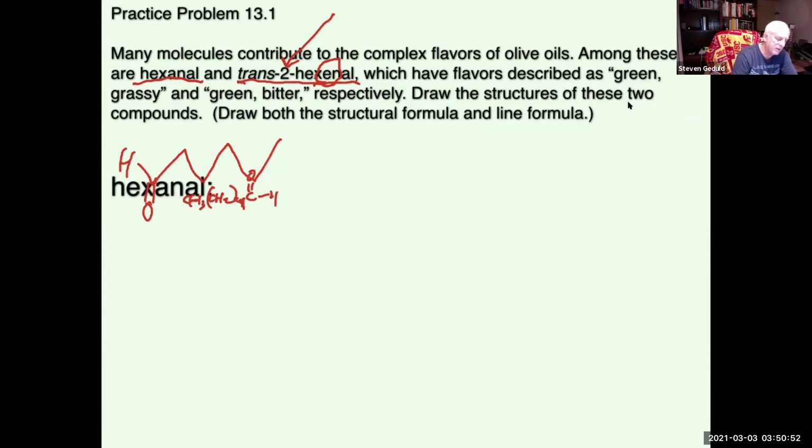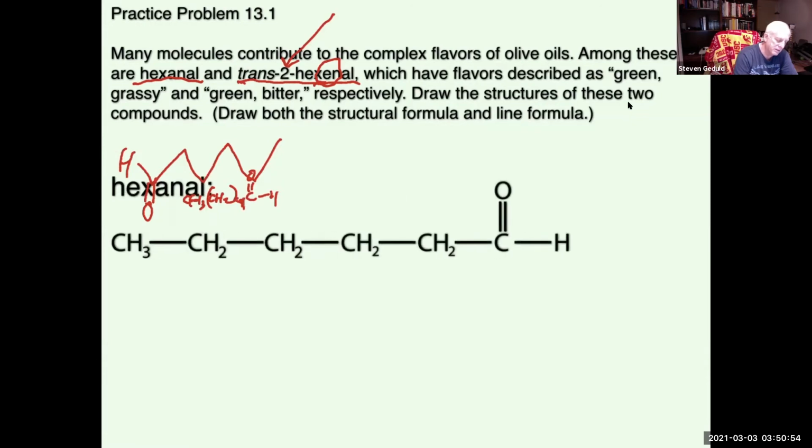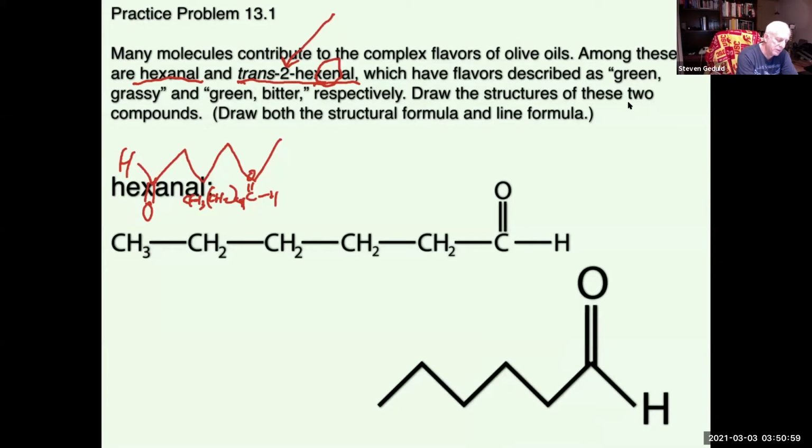So hexanal is going to be, do you have the line? And there's the line drawing. So there's your 1, 2, 3, 4, 5, 6 carbons. And there's your aldehyde. This is the line formula. 1, 2, 3, 4, 5, 6. That's hexanal. So that's how we draw it from the IUPAC name.